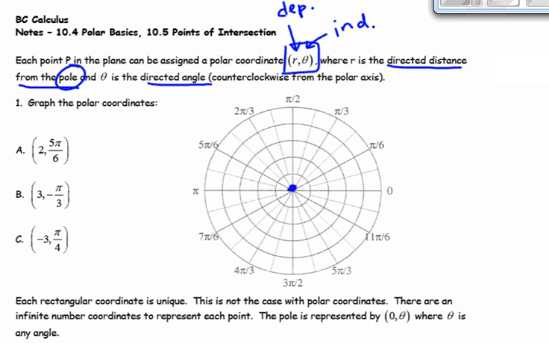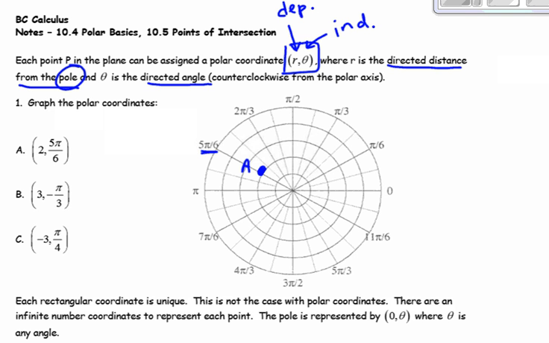If I want to plot the point (2, 5 pi over 6), that means a radius of 2 at the angle of 5 pi over 6. So 5 pi over 6 is here. And if we go from the pole and go 1, 2 steps away from the pole, then my point is right here. And it's not a line, it's just a point. So that is point A there.